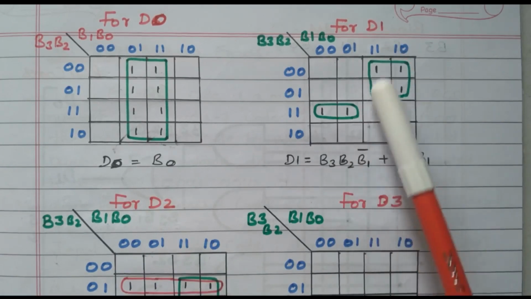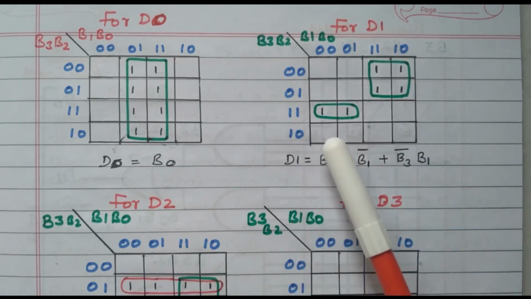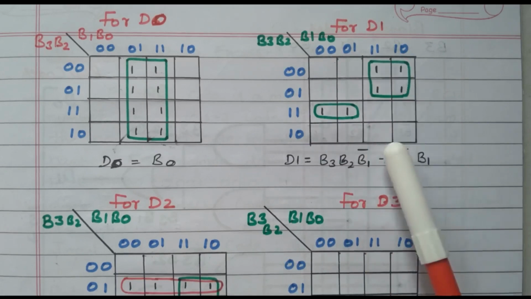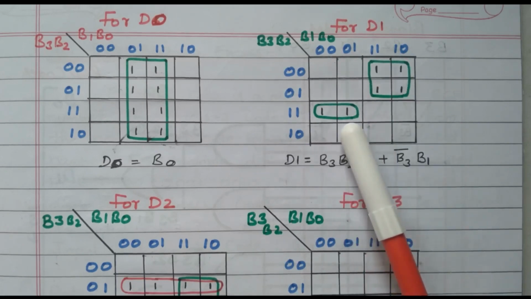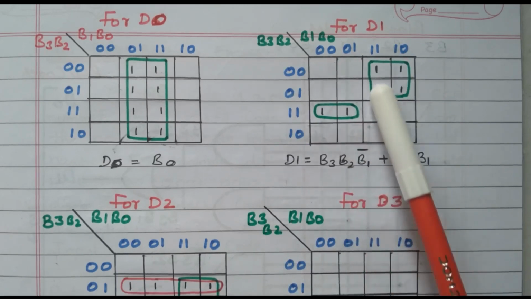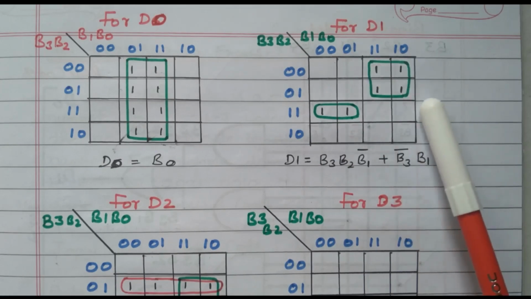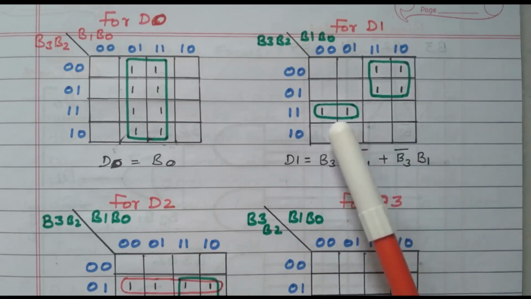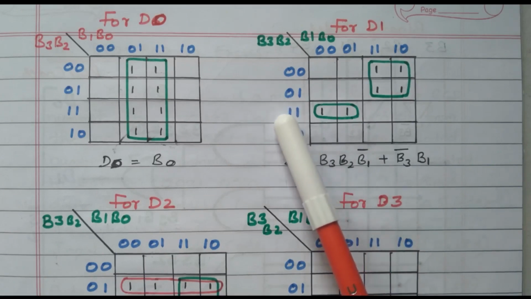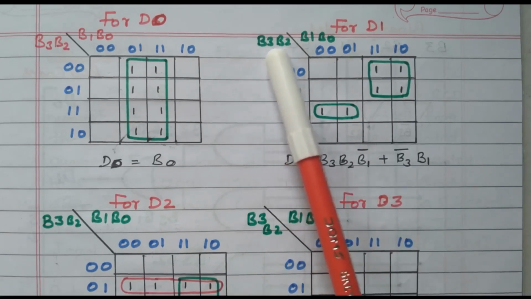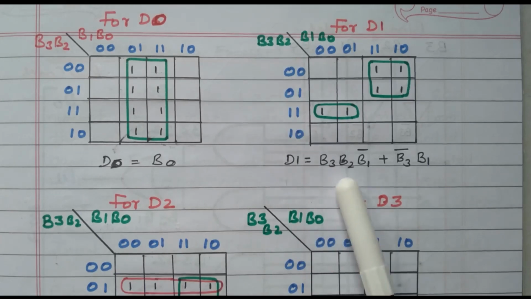D1 has 6 ones available in the truth table. From the truth table, these 6 ones are marked together. These 2 ones are grouped together, then these 4 ones are grouped together. While grouping these 2 ones, we have to refer to the corresponding third row. What is available in the third row? 1 1. 1 1 means B3 B2.